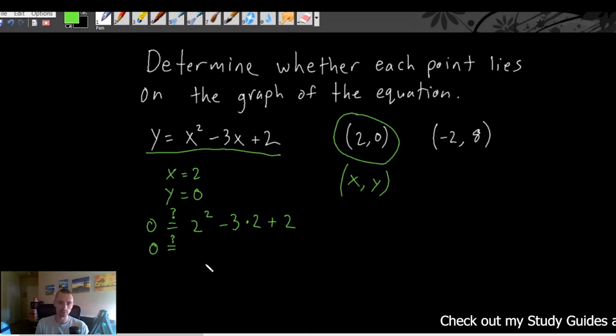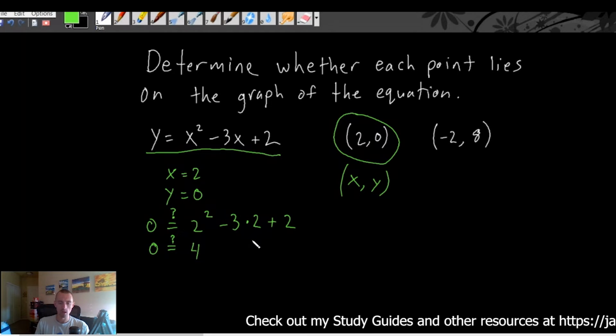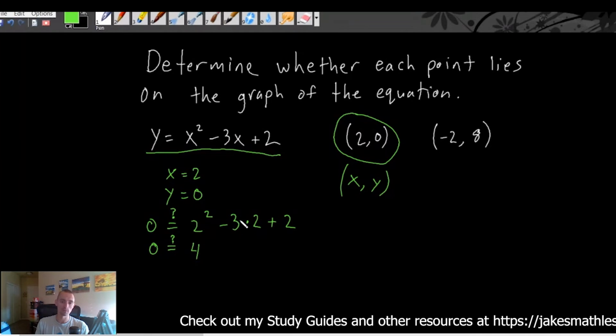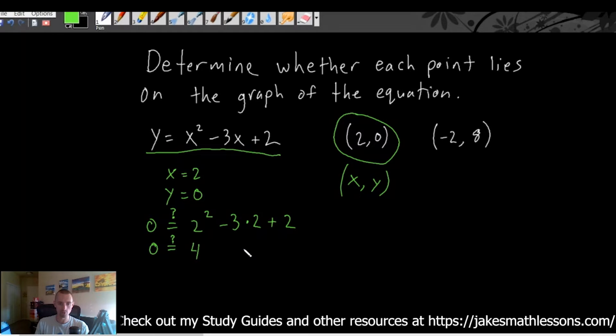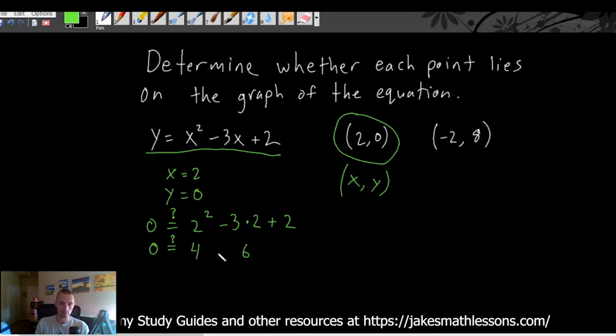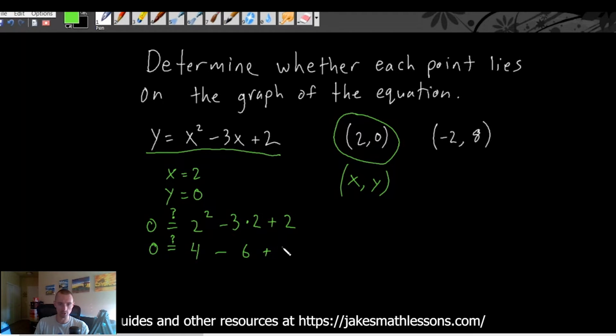So order of operations says that we're going to deal with the power first. So 2 squared is 4. The next thing we would deal with is multiplication. So 3 times 2 would have to happen. And then the final thing would be addition and subtraction. So we'll kind of keep those 3 terms like that.